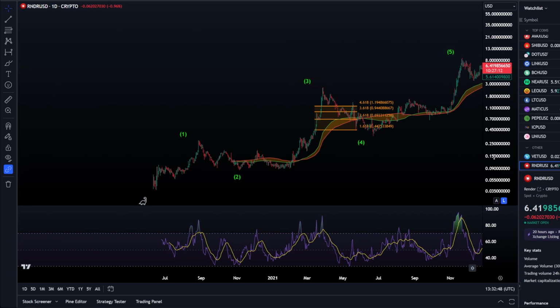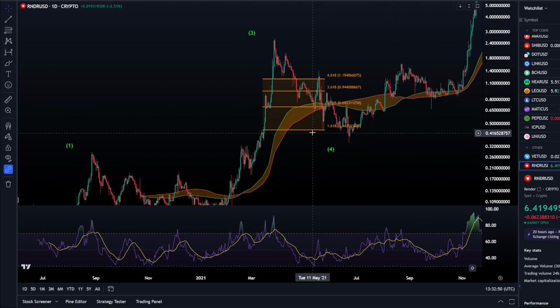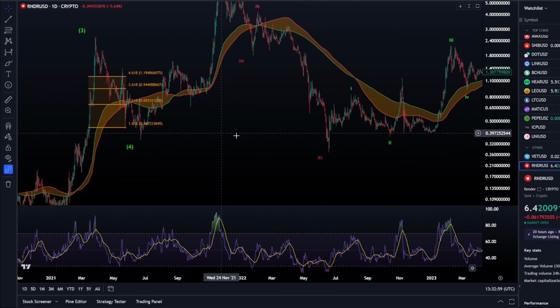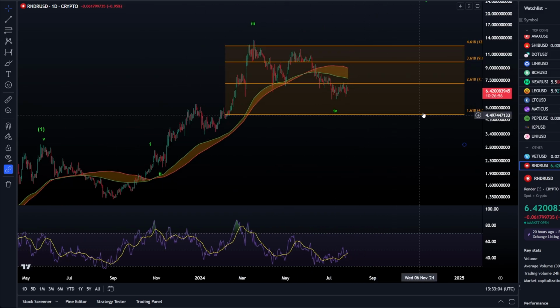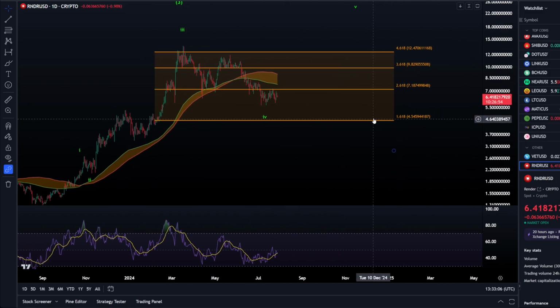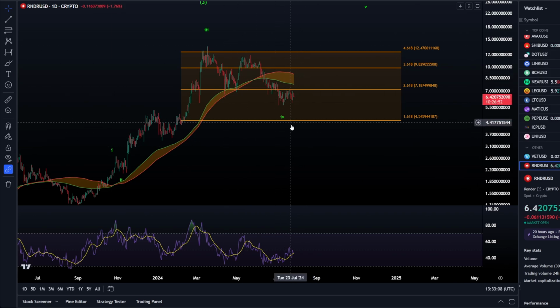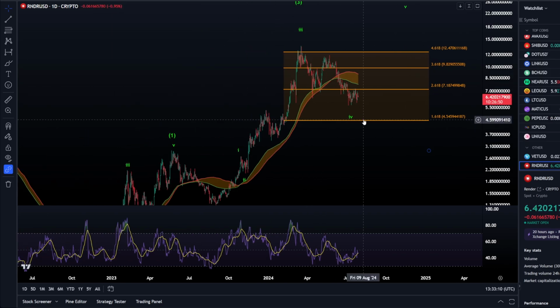But here we actually tested the 1.618 level, and we did get a bounce after we tested it, but then we put in another low and we actually went below it. And in this cycle, we did not really do that. So right now we are still above the 1.618 right here, and we have not tested it. So maybe we'll quickly test it before we bounce.